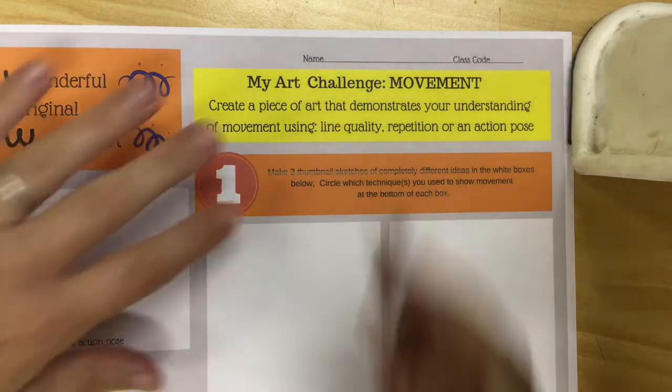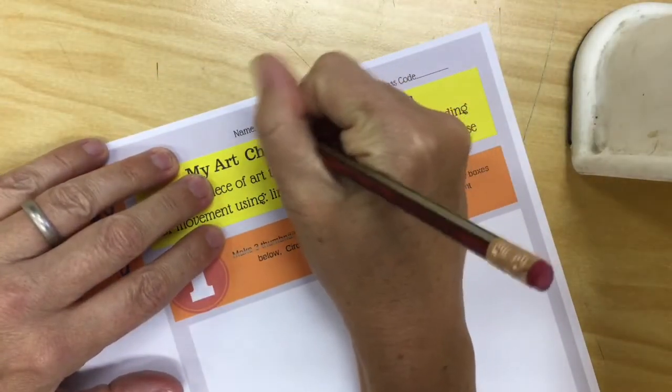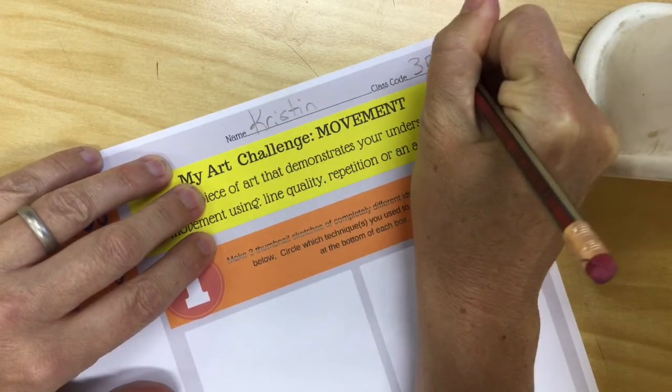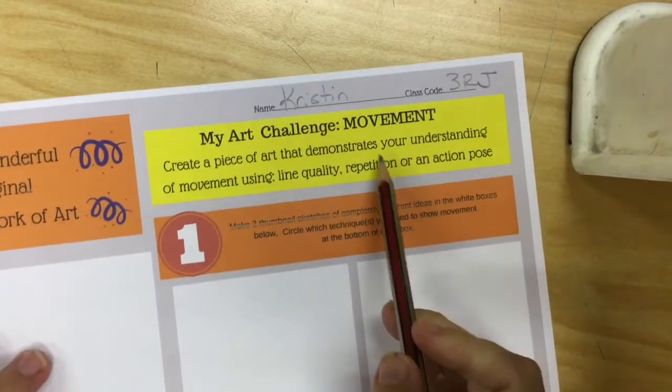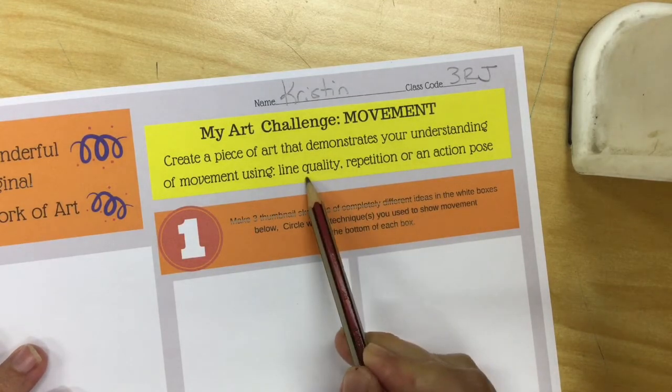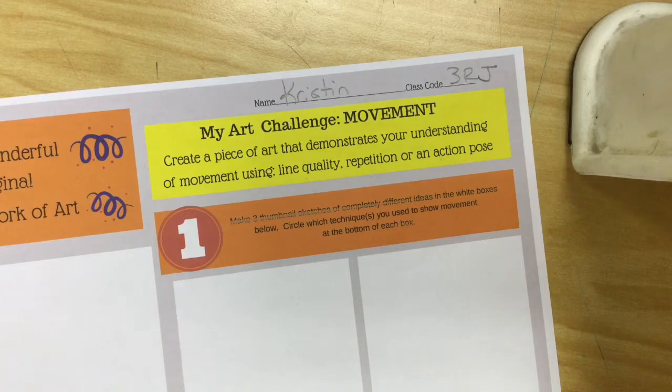Everybody, today I'm going to show you how to create your wow proposal for movement. Please start by writing your name at the top of the paper. You are going to be using line quality, repetition, or an action pose to demonstrate movement.